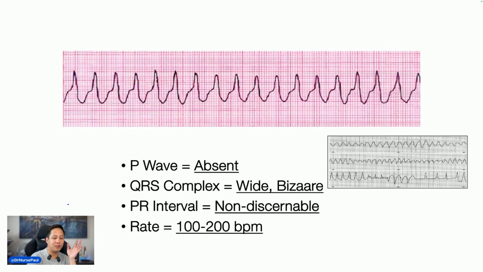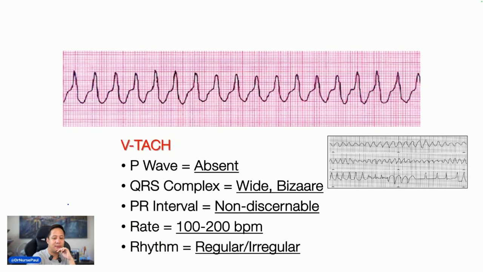Does it look regular to you? There's two different types. Does it look regular to you right here? Yes or no? This is VTAC, by the way. Obviously, it's none other than ventricular tachycardia because there's no P, it's only QRS, right?